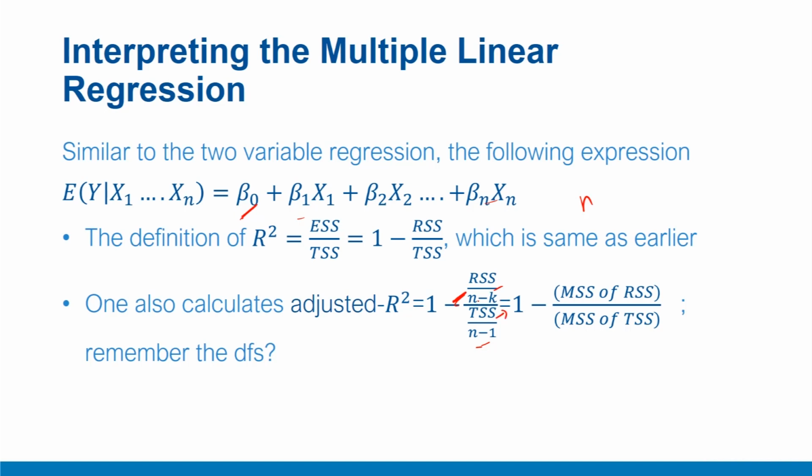So I repeat, RSS upon n minus k, where residual sum of squares has n minus k degrees of freedom, where n is the total number of observations in the sample and k is the number of coefficients from beta 1 to beta n, and TSS divided by n minus 1 degrees of freedom, where n is the total observations. This is often referred to as the mean sum of squares of RSS, that is residual sum of squares, and the mean sum of squares of TSS, that is total sum of squares. Now, these n minus k and n minus 1 are called degrees of freedom. Please notice this adjusted R square is a very interesting entity here.